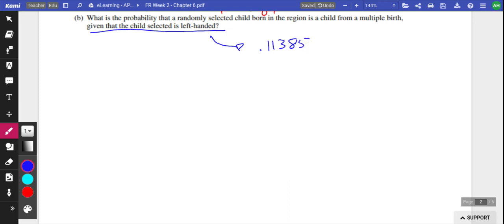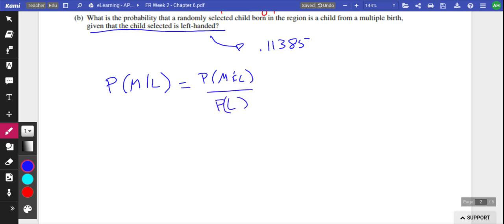Okay, and so that's the given. So again, remember your probability of a multiple given the fact that they're left-handed. That's the probability of their multiple and left-handed over the probability of just left-handed. And so the probability of being left-handed, we know, is that.